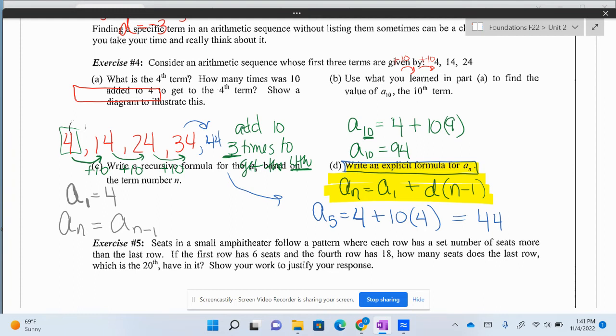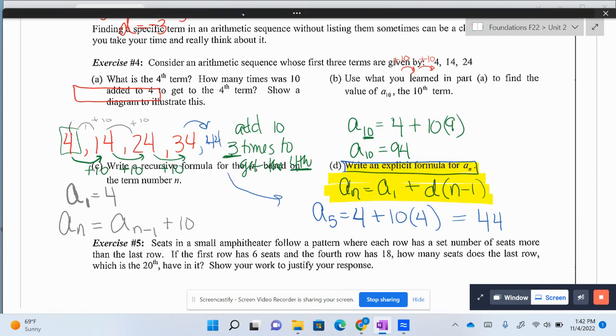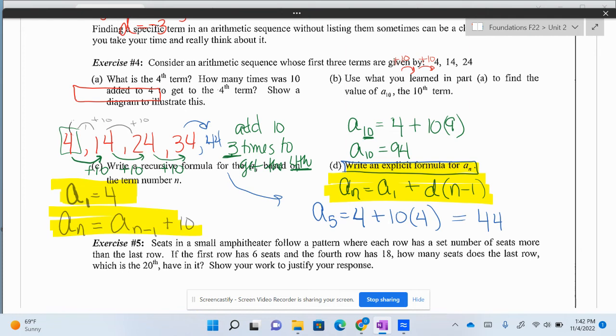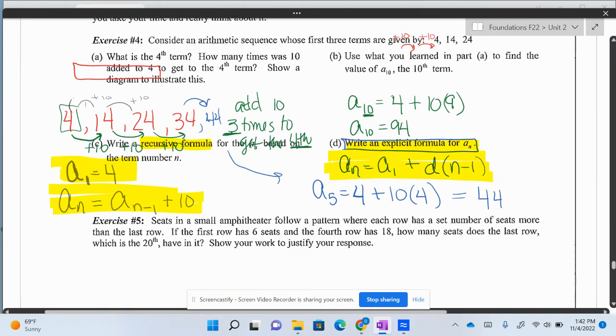And what are we doing each time to this sequence again? Adding what? 10. I heard Jane say quietly, plus 10. So this is your recursive formula. We're going to use them both, okay? Jacob, you got that? You got that written down? Yes. Thank you, sir. Is everybody good for me to slide up?